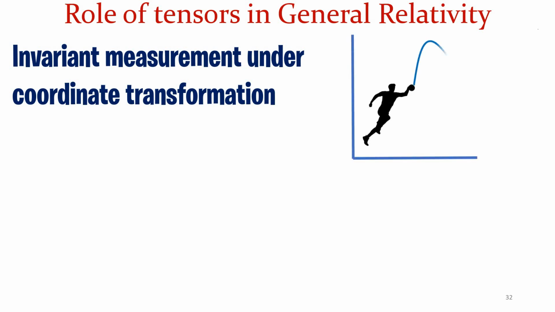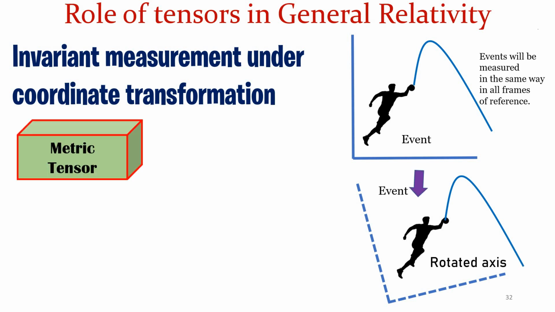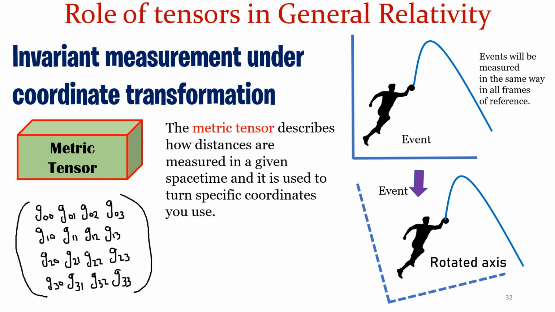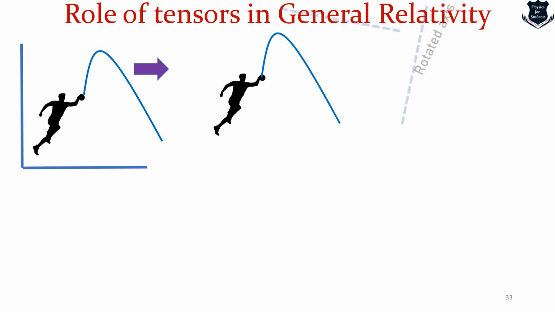What do I mean? I will use the same example, the person throwing the ball, and I will use the same when it is on a rotated frame of reference. So events will be measured in the same frame of reference using the metric tensor. This is how the metric tensor looks like. It describes how distances are measured in space-time. So here again the same example, it is being rotated over here.